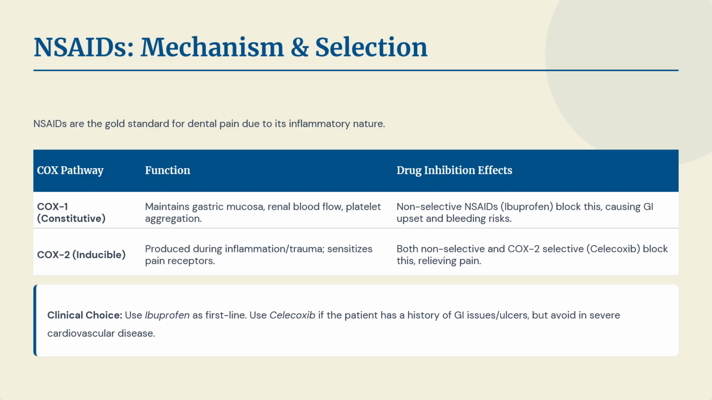So here the clinical choice is you have to use ibuprofen first as first line. Only use Celecoxib if the patient has gastrointestinal issues, ulcers. But if a patient has severe cardiovascular disease, please avoid it.